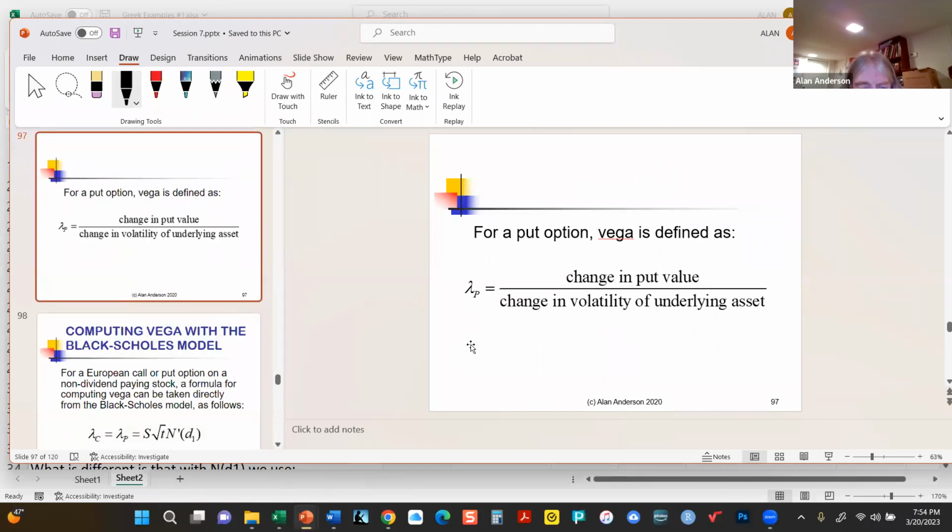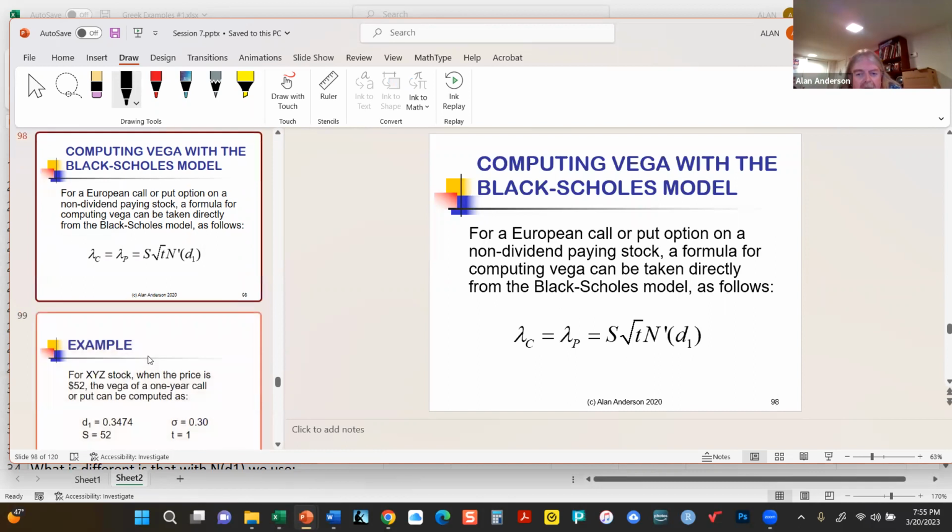Now, the equivalent version for the put is right here. So this is the change in the put price with respect to the volatility. Now, if you go to the Black-Scholes formula, you'll find a very interesting result. Just like with the gamma, the Vega is the same whether it's a call or a put. Interesting.